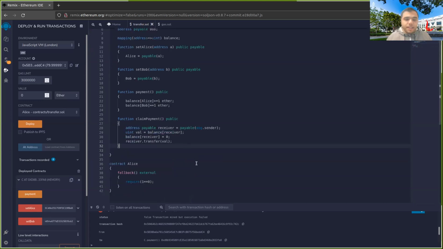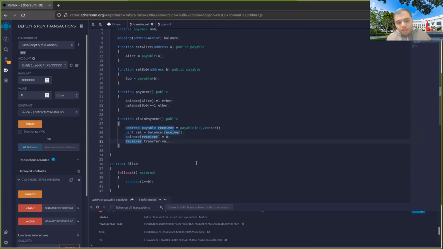Now, this has another good side effect as well. The other good side effect here is that if this transfer fails for any reason, if it throws an exception, the whole claim payment will be reverted, which means that the balance of the receiver will not be zero, and it will also be reverted to its original value. So as long as the payment has not gone through, the balance is not updated.